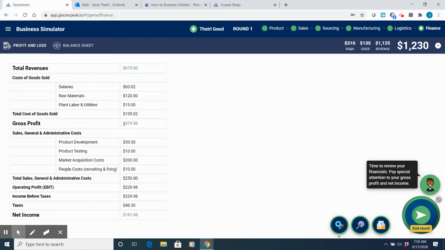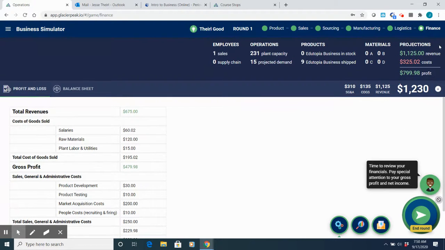Ultimately, you get to a gross profit, which is still not the best number to look at because you do have other costs that still need to come out, which you can see here. After all of those things come out, you'll have a net income. And that's the number that matters in business and in life. It's kind of what you get to take home, okay? So just make sure you're keeping track of that. You'll see some of the key stats up here on your dashboard. How many employees you have, your operations, your products, the materials, and how much money you have left.